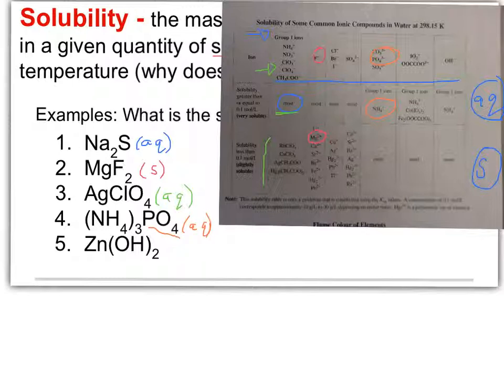And then my last example, in the light blue over here, you can see that hydroxide is only soluble with group 1 ions and ammonium, which means it is going to be non-soluble and given the subscript of solid.